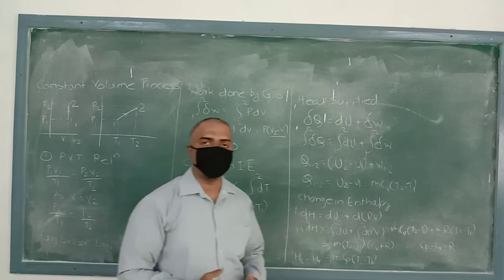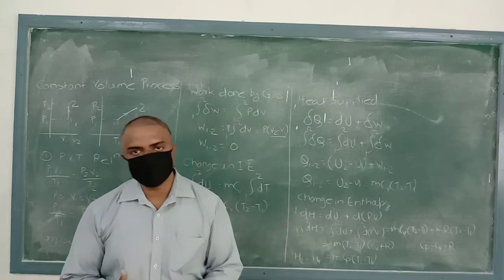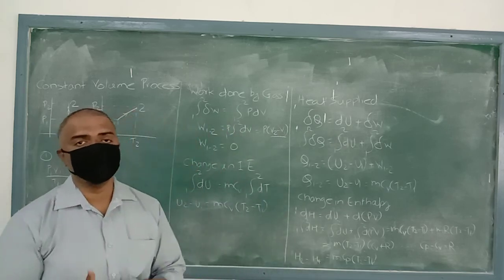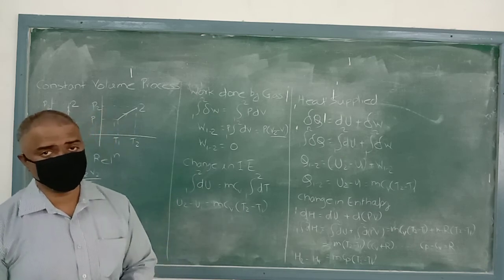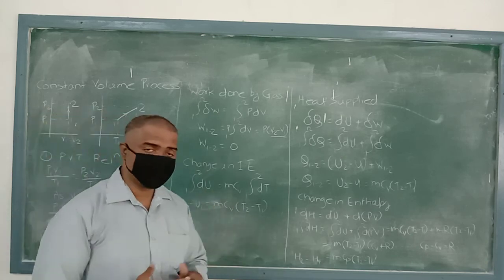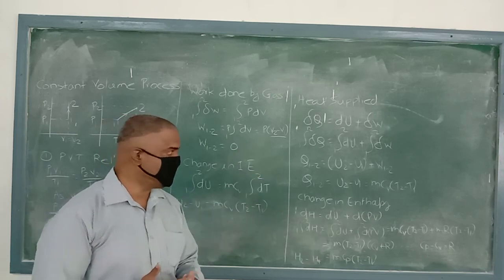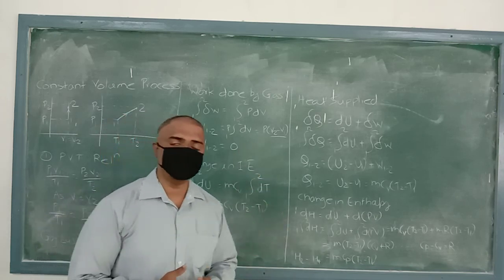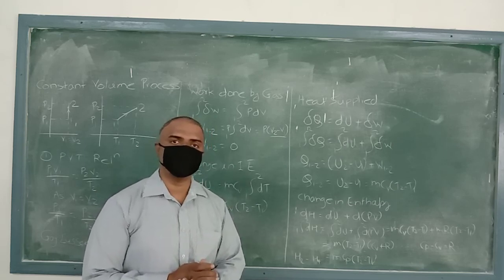So we have derived for the constant volume process the PVT relation, work, how much work is done during the constant volume process, next, change in internal energy, next, heat supplied and change in the enthalpy. So these are all about today's lecture. Thank you.